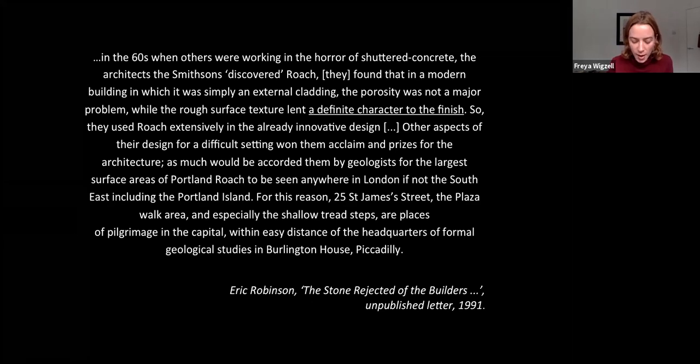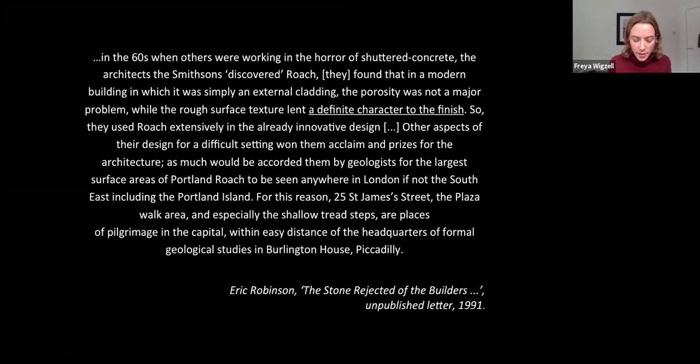Other aspects of their design for a difficult setting won them acclaim and prizes for the architecture. As much would be accorded them with geologists for the largest surface area of Portland Roach to be seen anywhere in London, if not the southeast, including the Portland Island. For this reason, 25 St. James's Street, the Plaza Walk area, and especially the shallow tread steps, are places of pilgrimage in the capital.